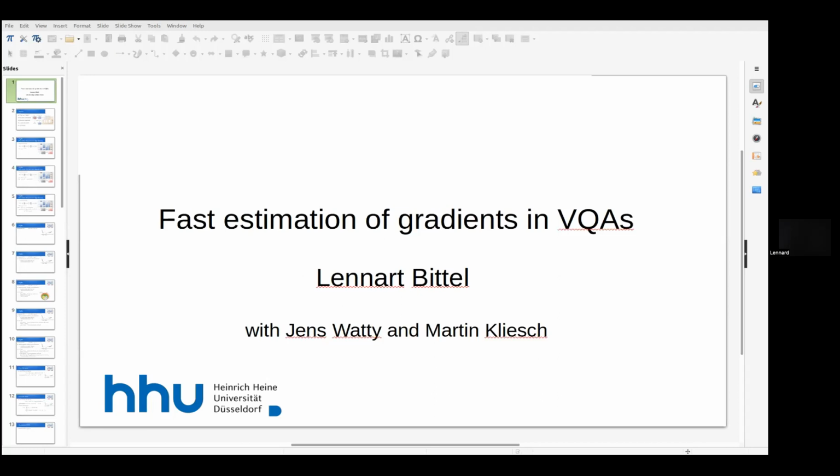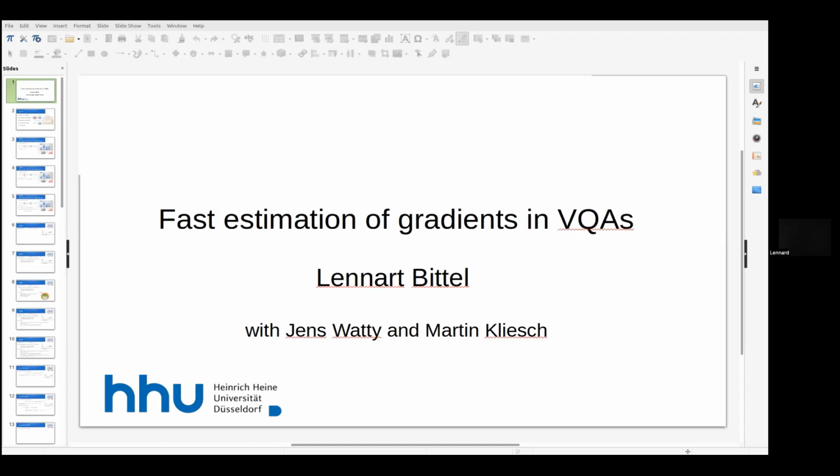So the title is fast estimation of gradients, and in this case, fast means a few measurement rounds. We just want an estimate of a gradient with as few resources or as little time as possible. First I will quickly go through these points. I will define VQAs. Quite a few of you have worked on those, but for the rest, just a quick introduction. Then I will talk about gradient estimation and the framework that arises from these VQAs. Then I will talk about our Bayesian approach, show some numerical results, and end with a conclusion. At any point, if you have questions, ask me.